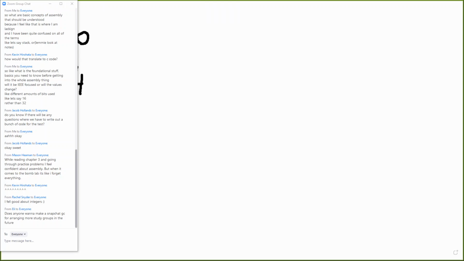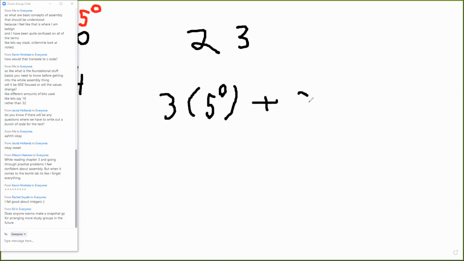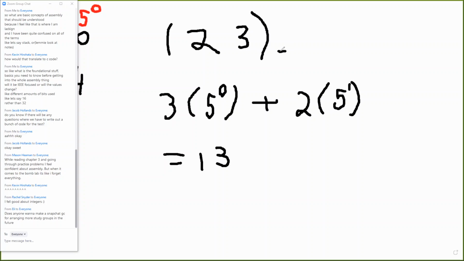What this is saying is that this position here is how many 5 to the 0s we add, and this is how many 5 to the 1s we add. So if I come up with a random number, say 2, 3, this is saying I should add 3 5 to the 0s, which is 1, and I should add 2 5 to the 1s, resulting in an answer of 13. And this would be in the base 5 system.